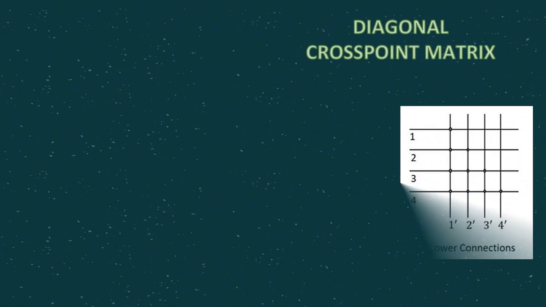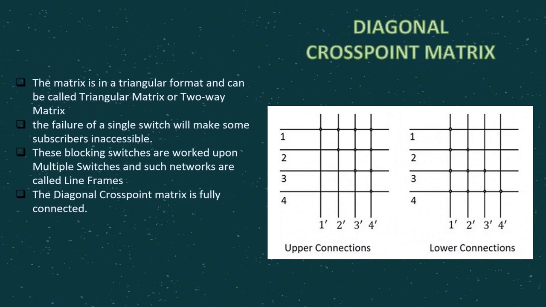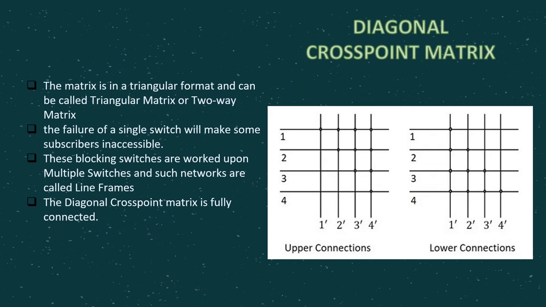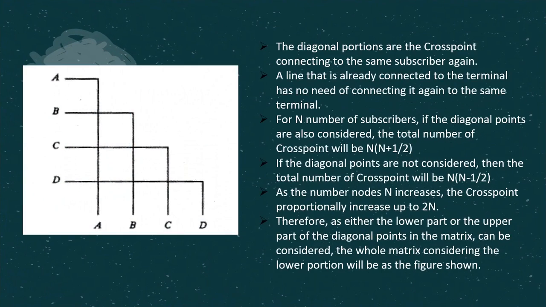The diagonal crossbar matrix is when the matrix is in a triangular format and can be called triangular matrix or two-way matrix. The failure of a single switch will make some subscriber inaccessible. These blocking switches are worked upon multiple switches, and such networks are called line frames. The diagonal crossbar matrix is fully connected. The diagonal portions are the cross point connecting to the same subscriber again. A line that is already connected to the terminal has no need of connecting it again to the same terminal.